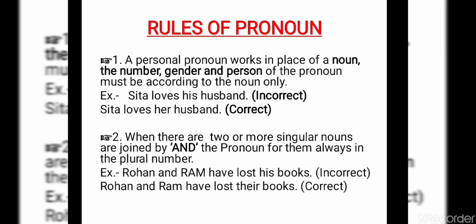The second rule of a pronoun: when two or more singular nouns are joined by "and", the pronoun for them is always in the plural number. For example, "Rohan and Ram have lost his books." It is incorrect. It is not his books, it is their books because we are talking about two people, Rohan and Ram. "Rohan and Ram have lost their books." That is the correct usage.